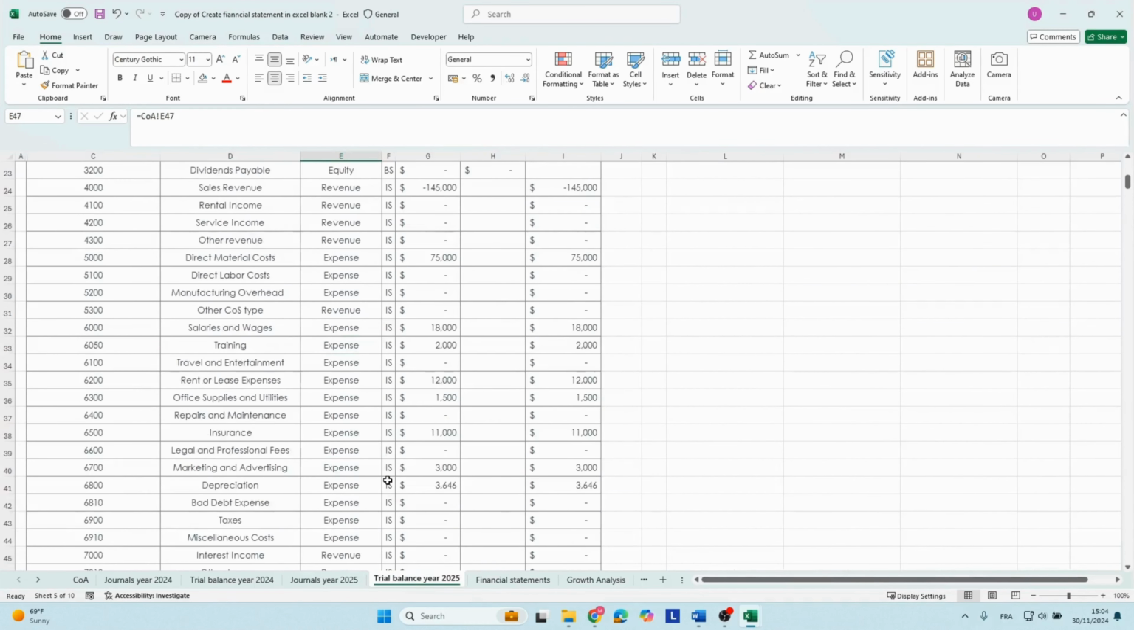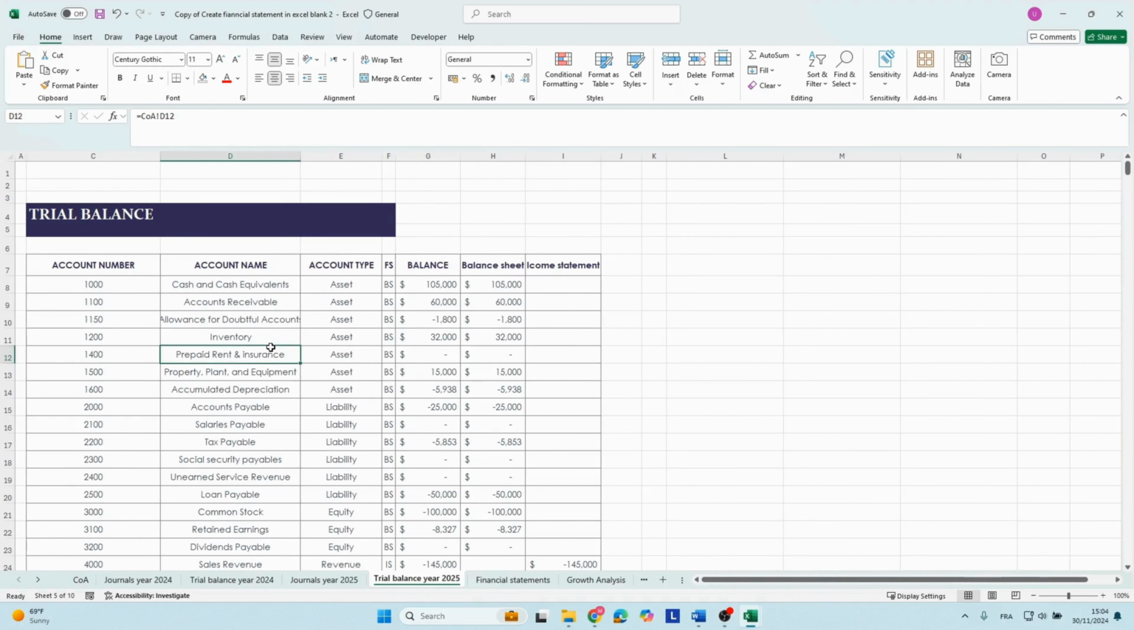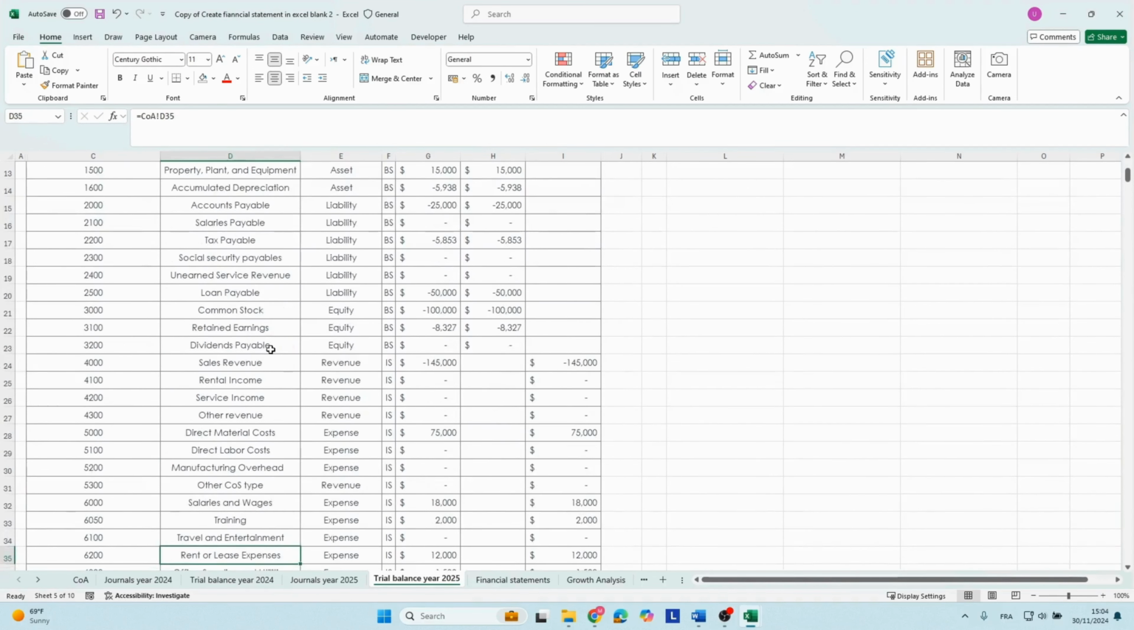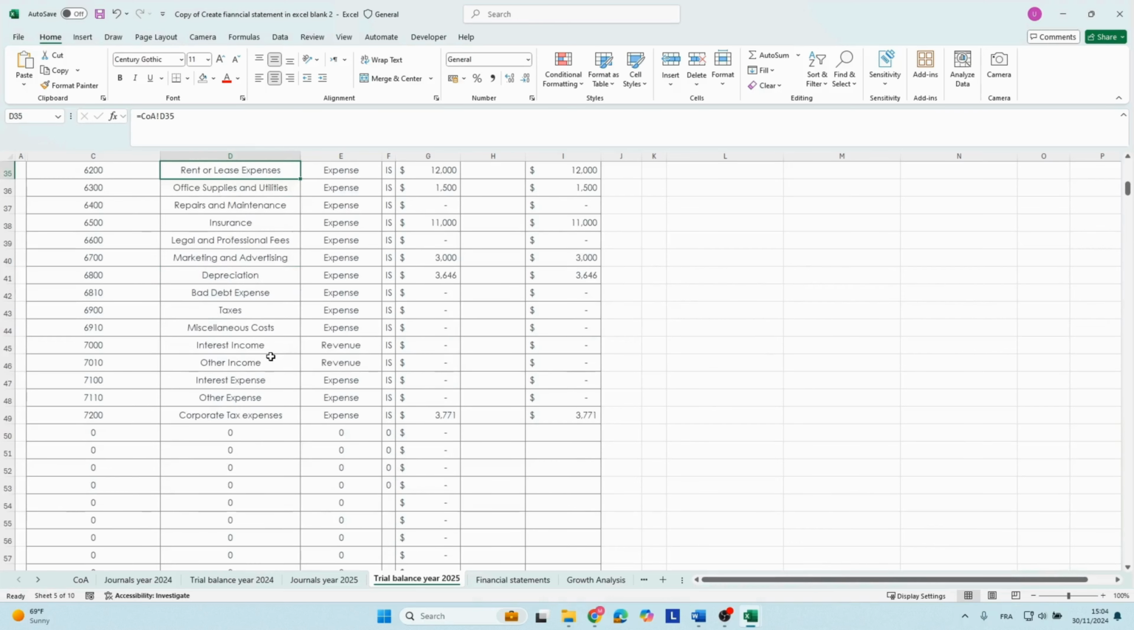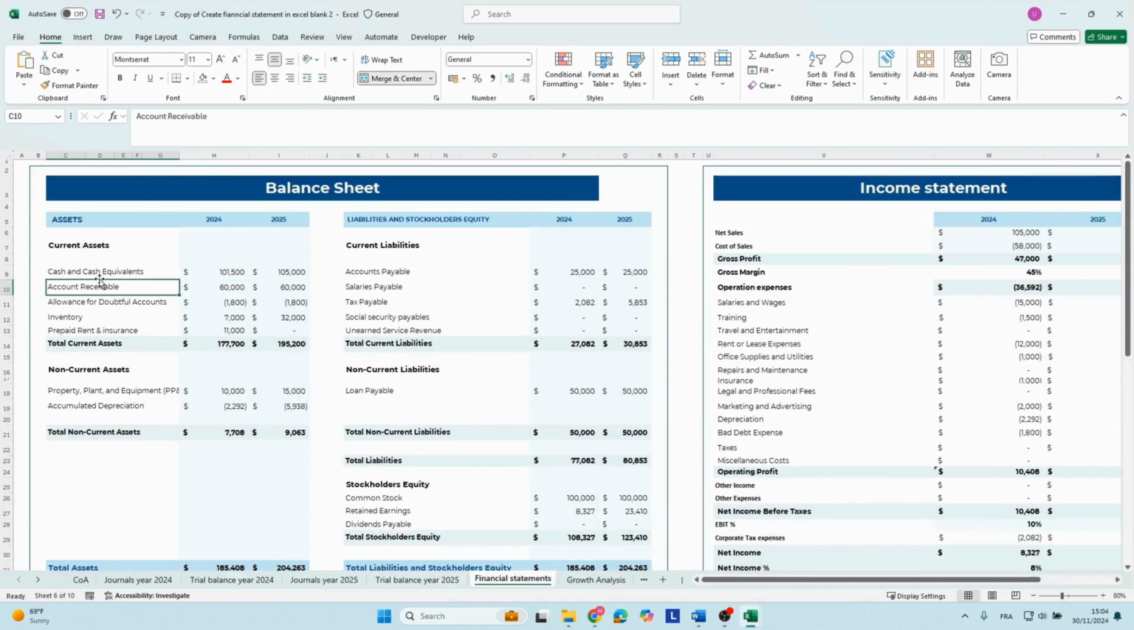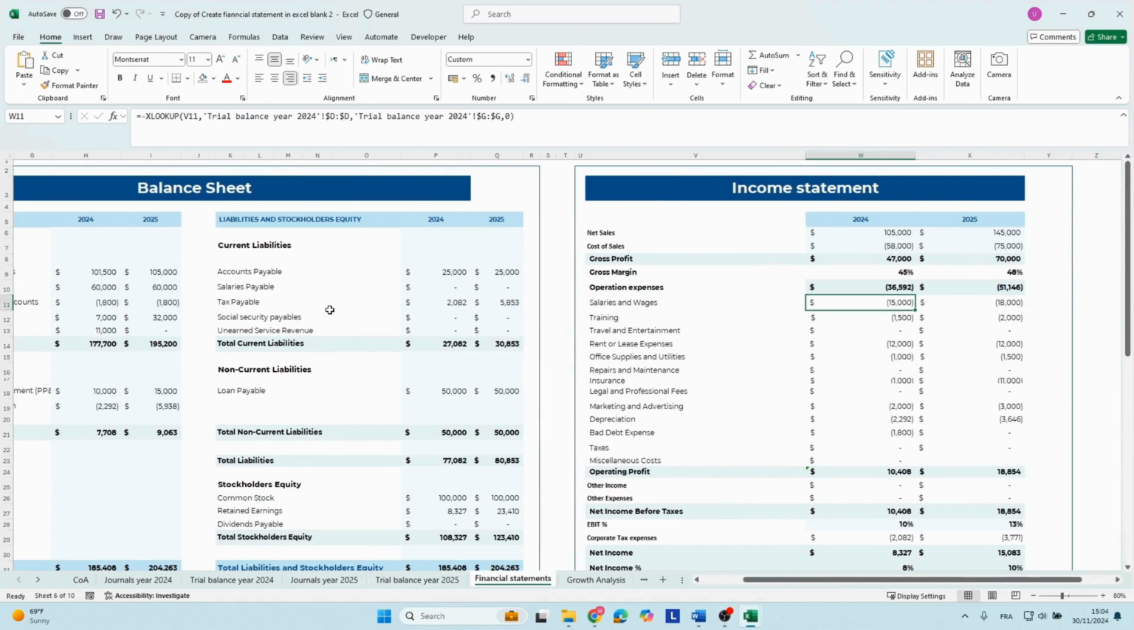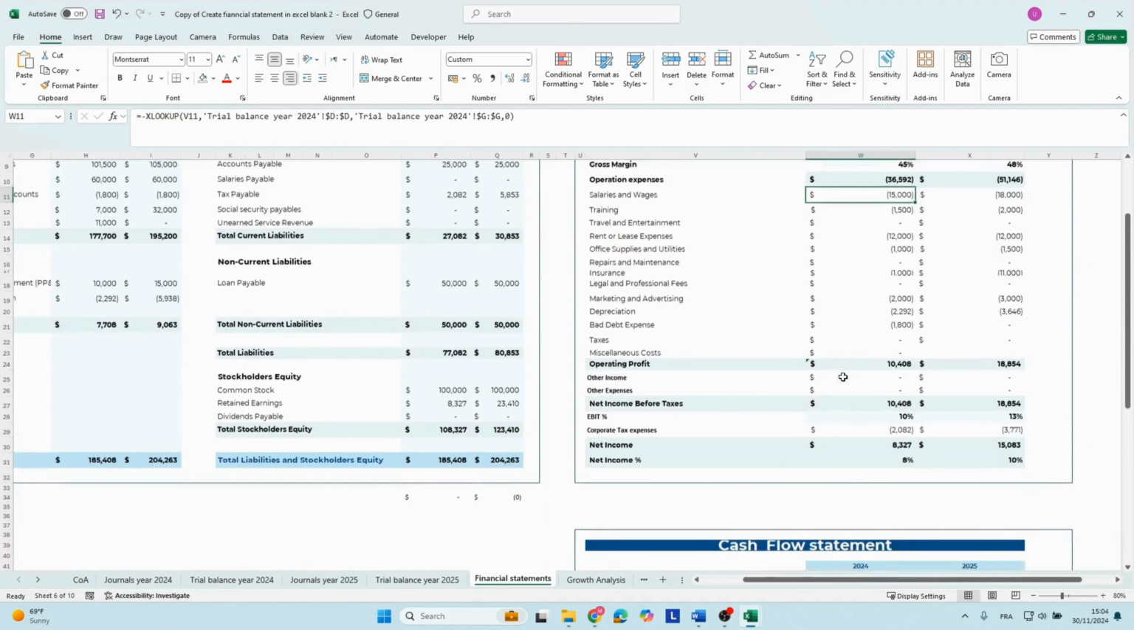Then we will look at the trial balance again for the second year, including different transactions and the adjustments for the second year. You will also see how to link all the financial statements to the different journals and the trial balance. Here you can see a balance sheet is automatically created, and the same thing for the income statement. I will show you step by step how to do that.